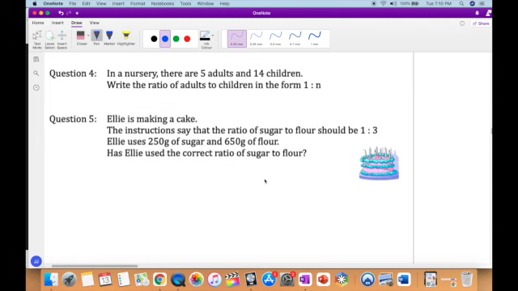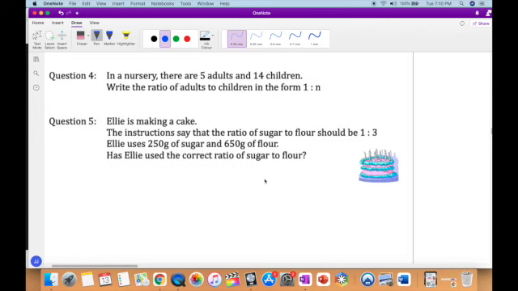So we have a couple of ones over here, right? In the nursery there are 5 adults and 14 children. Write the ratio of adults to children in the form 1 to something. That is okay, that is okay. Don't feel like you're on the spot trying to answer the question in one go. What's the first step? The first thing that you would do. They want the ratio of adults to children. So what's the first thing you would do?